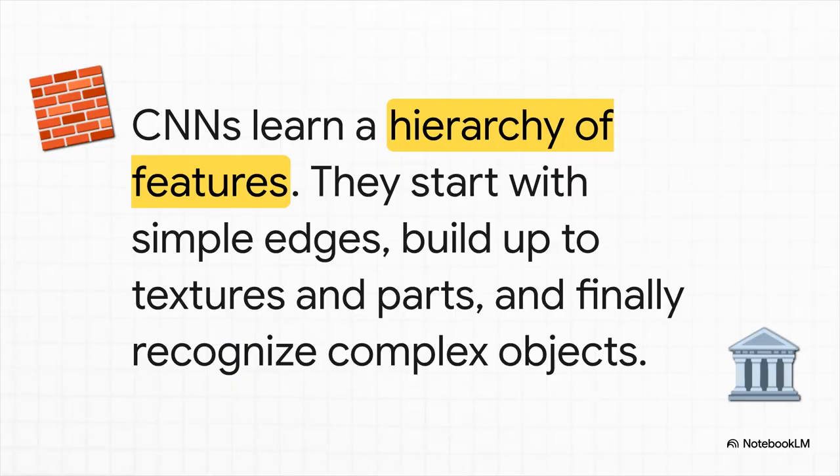So what's the big idea here? What's the main takeaway? The real power of a CNN is that it learns a hierarchy of features. It's almost like how our own visual cortex works. The first layers learn to see really simple things like edges and colors. Then, the next layers combine those to recognize textures and simple shapes. Then, the deeper layers combine those to recognize parts of objects, like an eye or a wheel, until the very final layers can recognize entire complex objects.